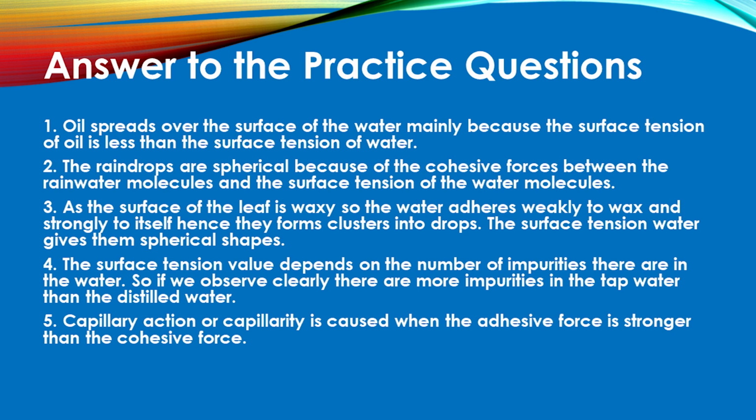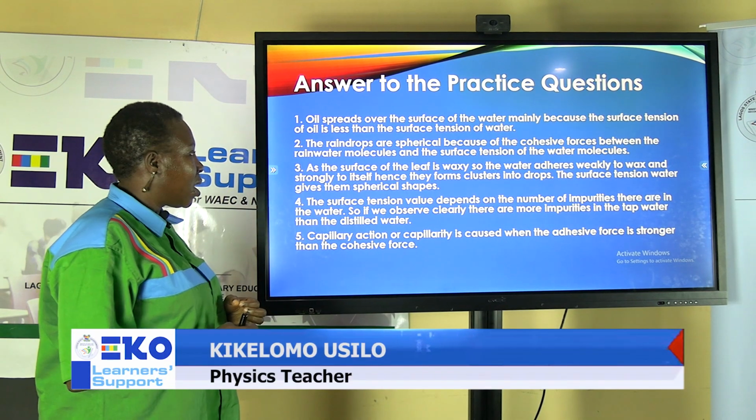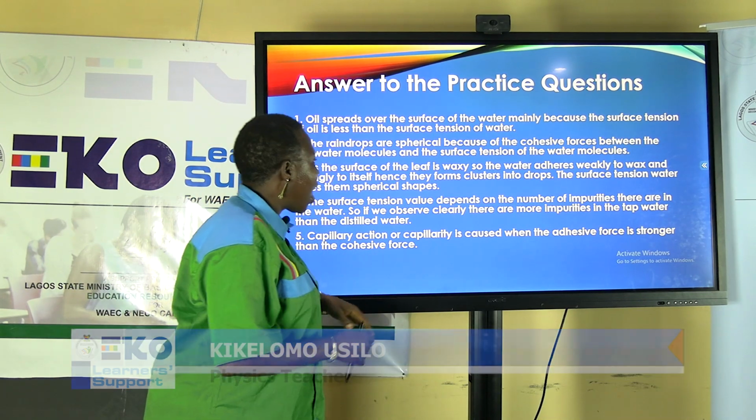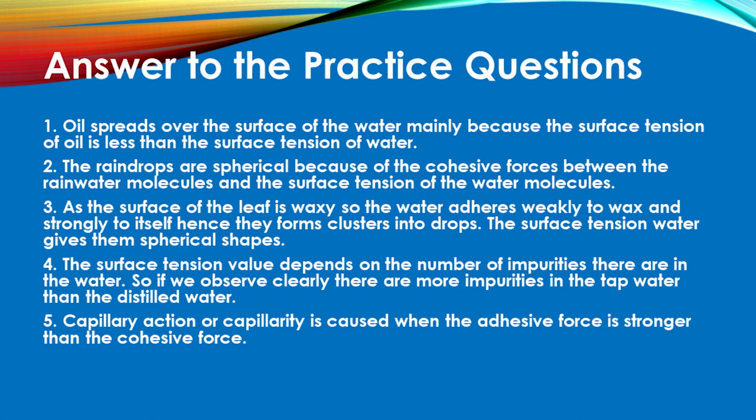Secondly, the raindrops are spherical because of the cohesive force between the rainwater molecules and the surface tension of the water molecules. That's why it's spherical. Third, as the surface of the leaf is waxy, the water adheres weakly to wax. Remember, it cannot stay on it, and strongly to itself. Hence, they form clusters into drops. The surface tension of water gives them spherical shapes.